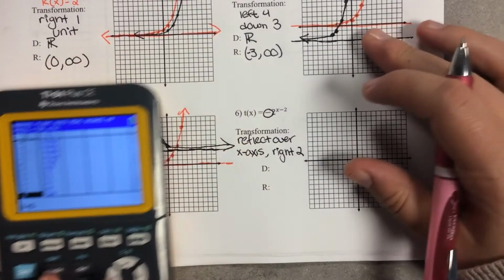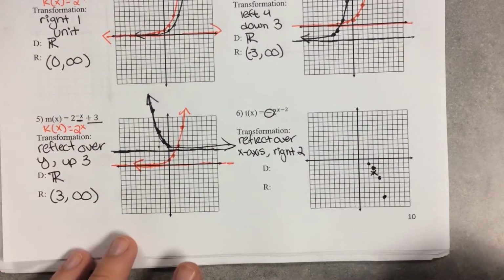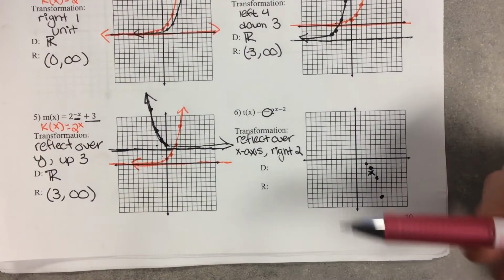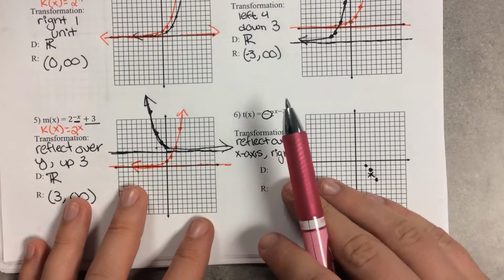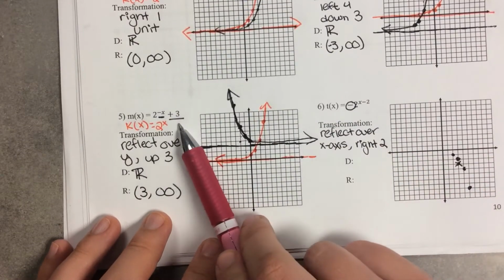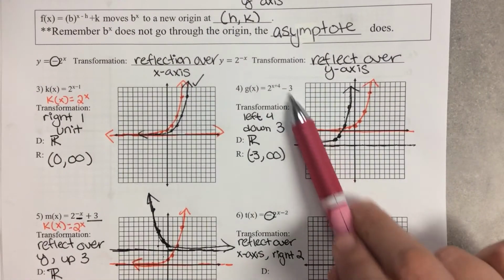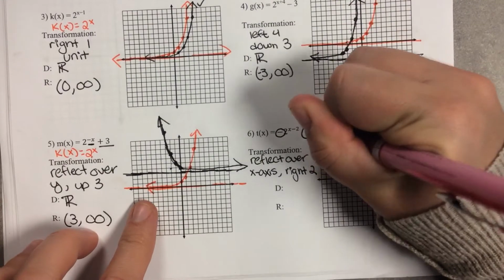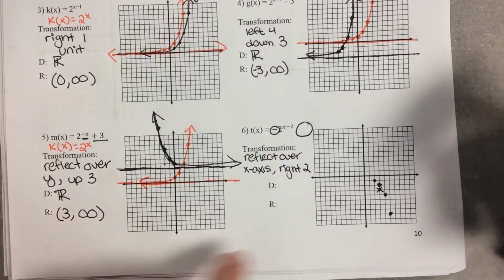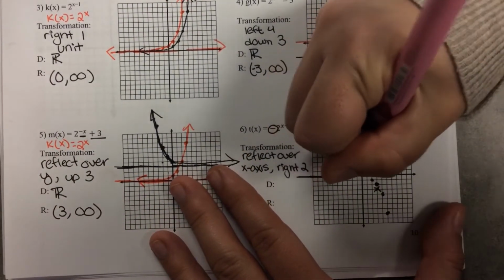The one thing I want you to take note of is whether something moves up or down. Because if something moves up or down, that asymptote's going to move with it. Just like here we had up 3, that asymptote moved up 3 units. Here we had -3, that asymptote moved down 3 units. So here, is there anything out here having us move up or down? Nope, there's not. So we're still going to have an asymptote at 0.